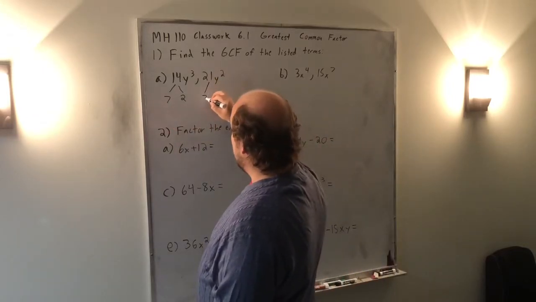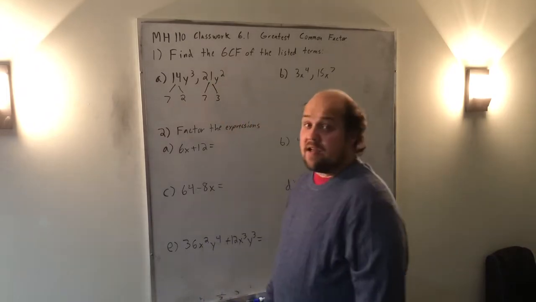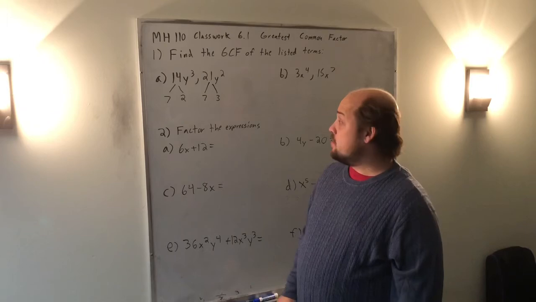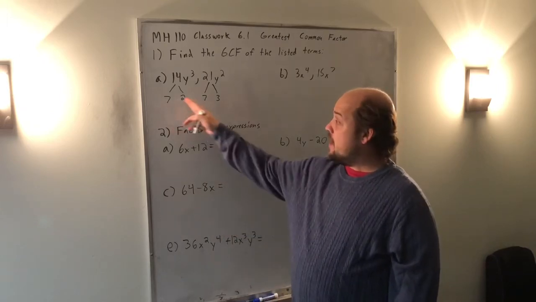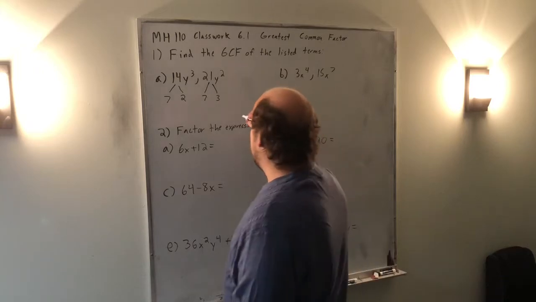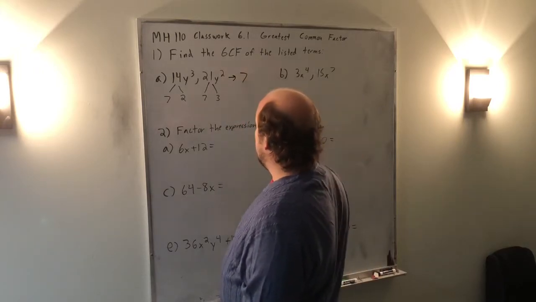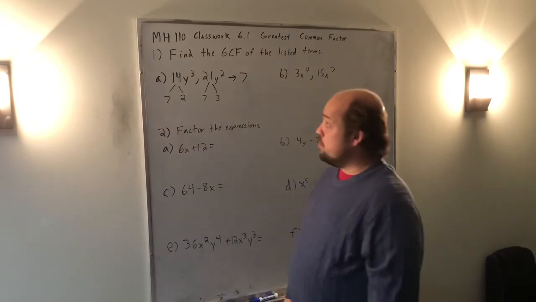For 21, it's 7 times 3. Again, I can't break those down any further. When I look at the two lists, I see the number they have in common is 7. So I'm going to find 7 as the greatest common factor, and then I need to know what variable goes with it.